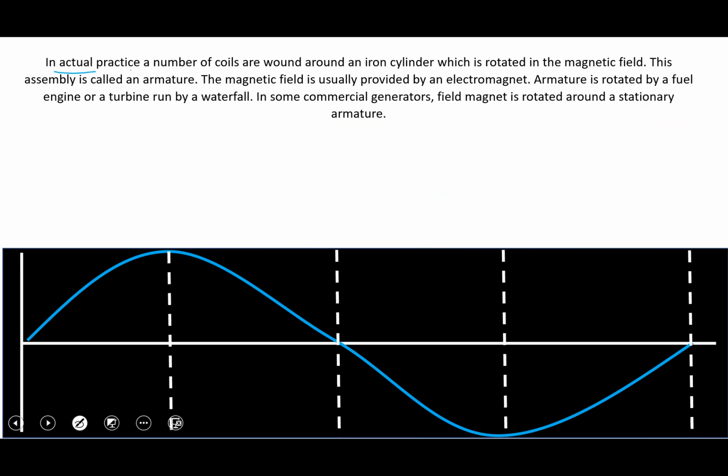In actual practice, a number of coils are wound around an iron cylinder, which rotates in the magnetic field. This assembly is called an armature. The magnetic field is usually provided by electromagnets. The armature is rotated by a fuel engine or a turbine run by a waterfall. In some commercial generators, the magnetic field rotates around a stationary armature.